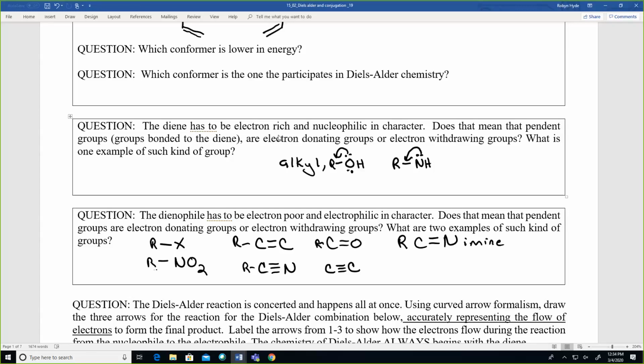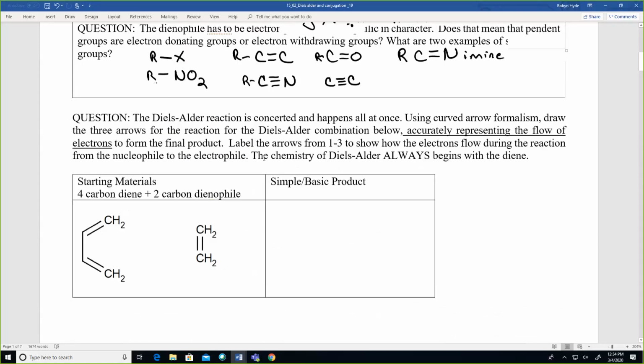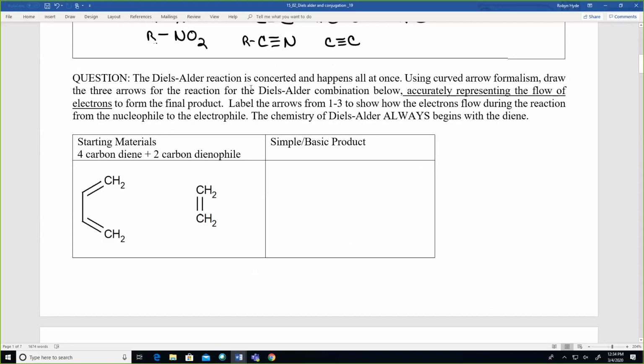Okay, so now let's get into the mechanism of how this works. That's what several questions were leading up to. What is the mechanism? How does this all work? For our next set of questions dealing with the mechanism, I have just a typical diene, a typical dienophile. So these are just naked, no donating groups, no withdrawing groups. We're going to build upon this.